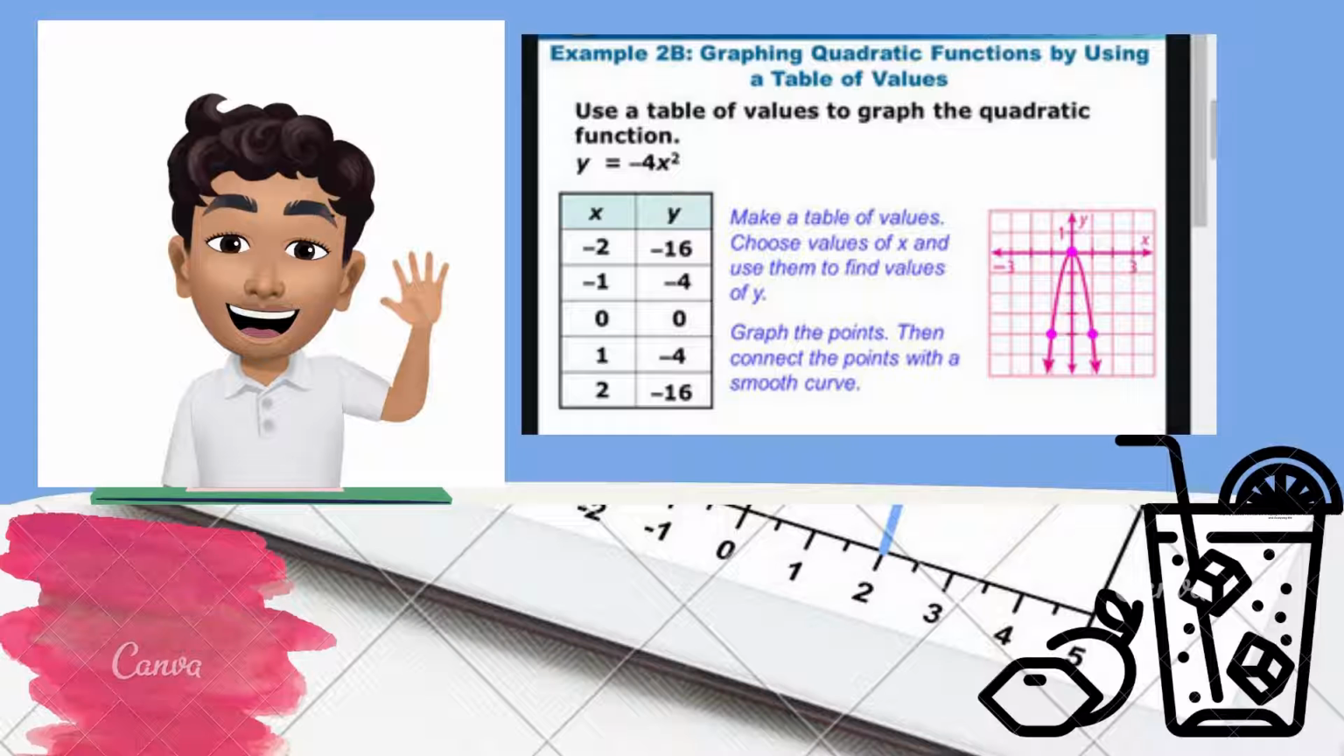In example 2b, the quadratic function y equals -4x squared has the table of values of x and y. Graph by connecting the points with a smooth curve of a parabola that opens downward, since a is less than 0 or a is negative.